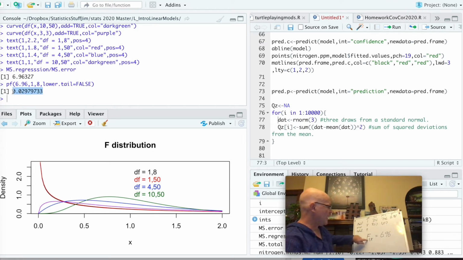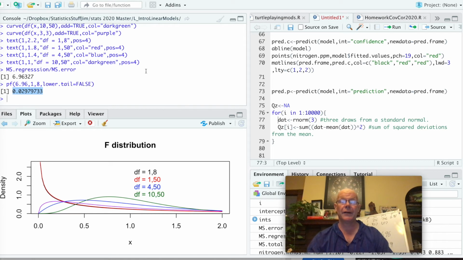And so we would say that F with 1 and 8 degrees of freedom is 6.96, p equals 0.029, right? That would be our p-value. So we would reject the null hypothesis, and we would accept the alternative that we should keep our model. We did good. We did real good. Our slope is good. Okay, and so that's how we do the analysis of variance, and we come up with the p-value associated with our analysis of variance.